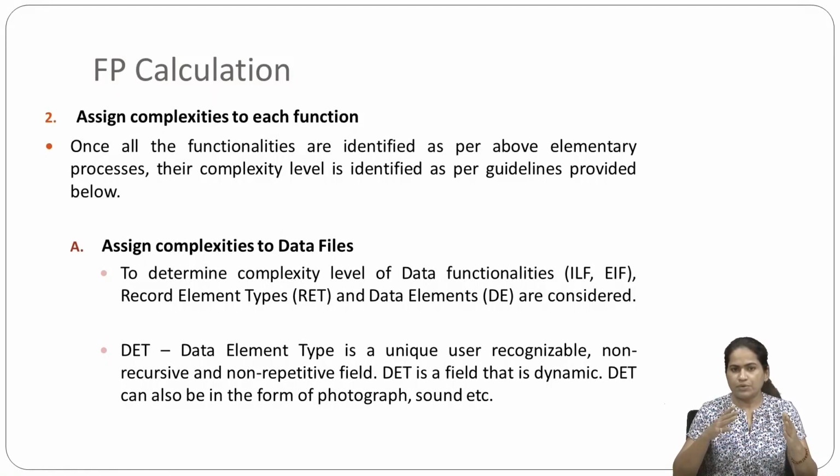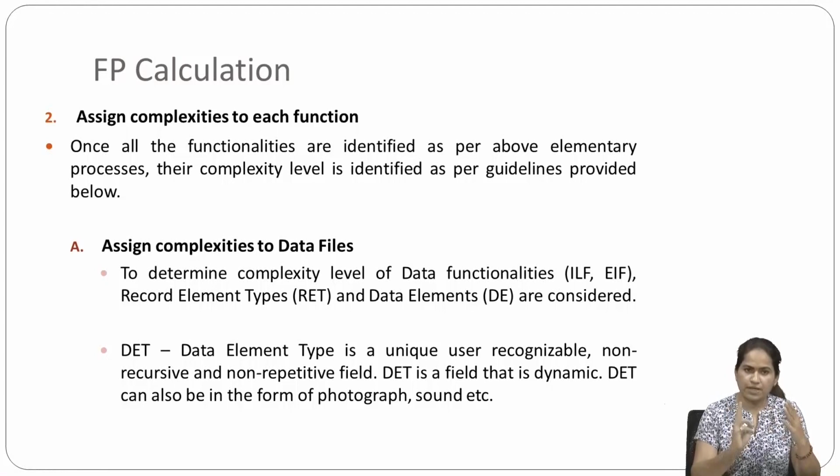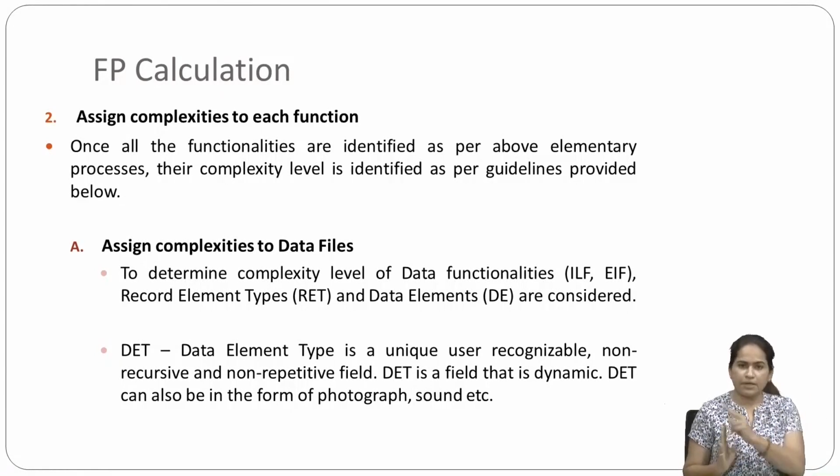Now first we are going to see DET, that is data element type. Two types you have to consider for assigning complexity to a data file: record element type and data element type. First we have DET, data element type. It is a unique, user recognizable, non-recursive and non-repetitive field. DET is a field that is dynamic, and DET can also be in the form of a photograph, sound or any other thing. You can say the unique identification of a user can be a DET, data element type.